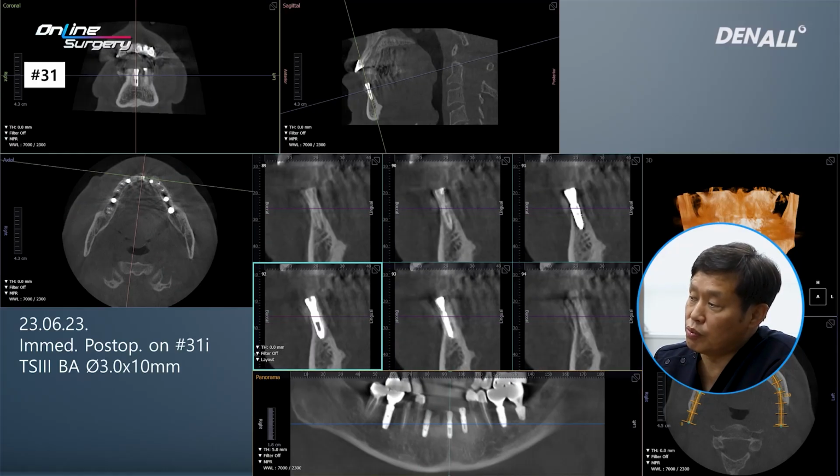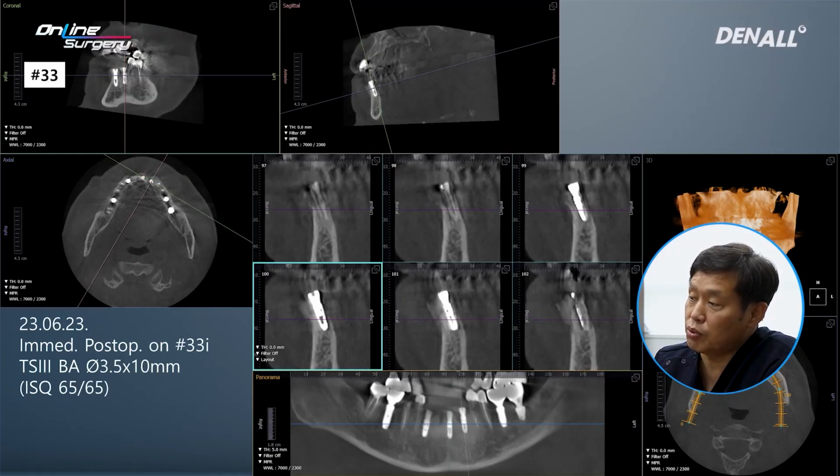For tooth number 31, it's nothing noticeable, but buccal wall was thin. Additional A Oss Collagen bone graft was done. At number 33, there was a tooth transposed. 4.0 was considered, but 3.5 was placed, and substantial bone grafting was performed using A Oss Collagen.